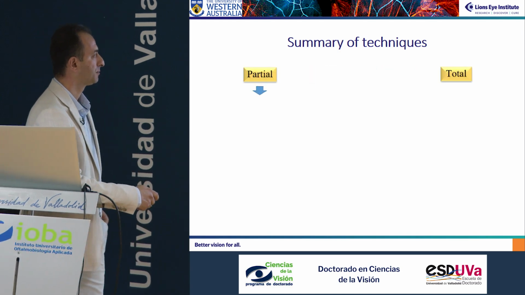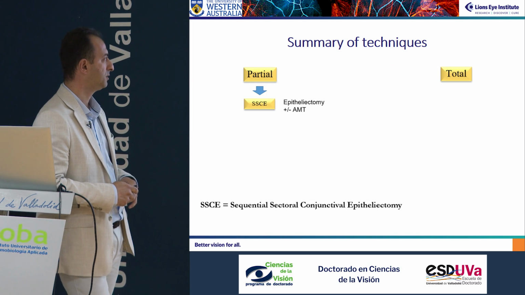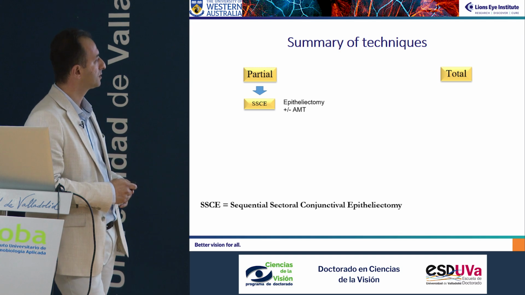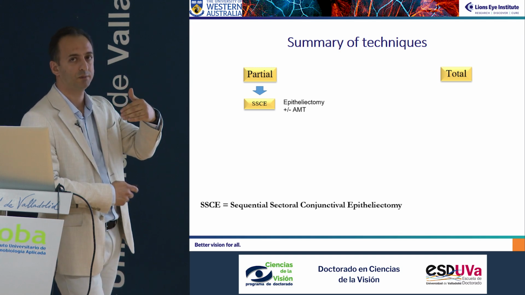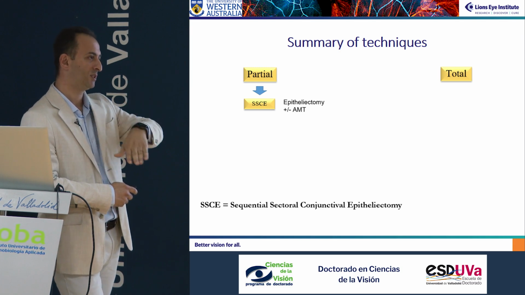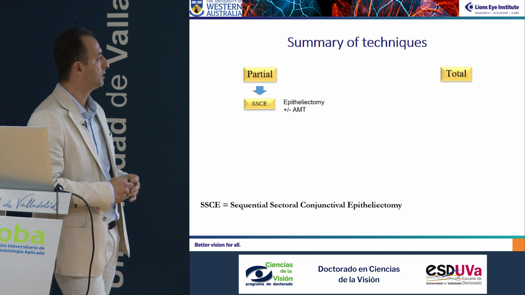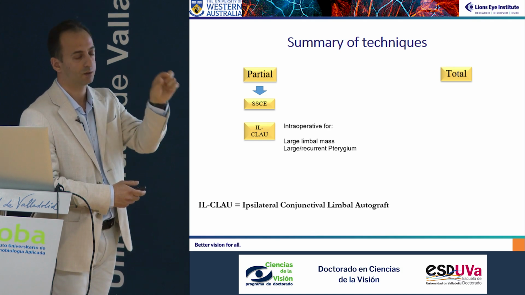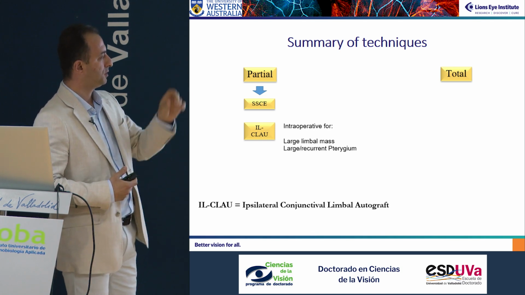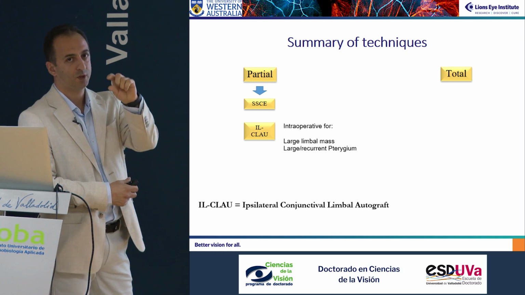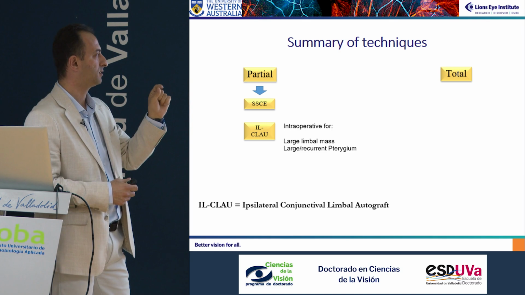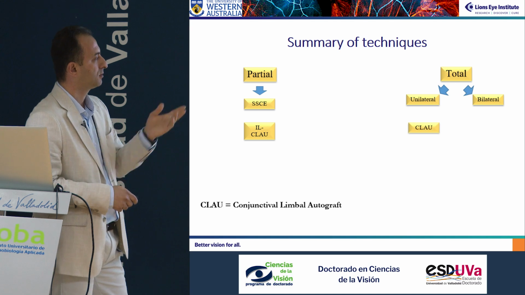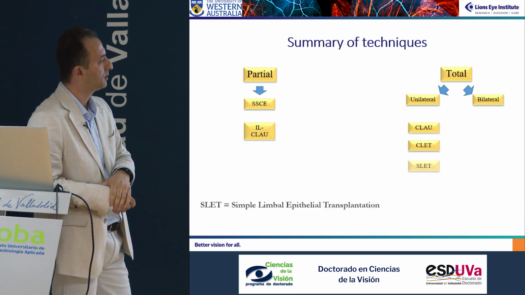So as a summary, I didn't talk about the partial limbal stem cell deficiency because sometimes they don't need regenerative treatments. So sometimes if you just remove the conjunctival epithelium, the limbal stem cells from the rest of the cornea can recover the epithelium on that side. Or if you have a big mass or tumor on the limbal region and you have to remove it, you can borrow some stem cells from the same eye and transplant them, so you prevent limbal stem cell deficiency. But the main problem is with total limbal stem cell deficiency, if it's unilateral. So we had conjunctival limbal autograft, we had CLET, and we had SLET.